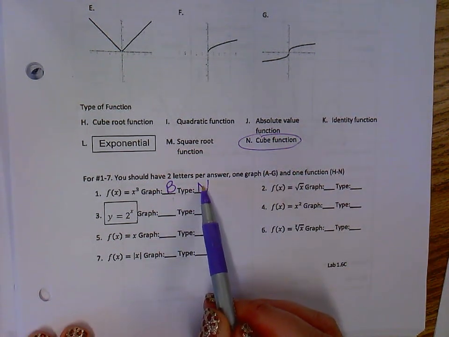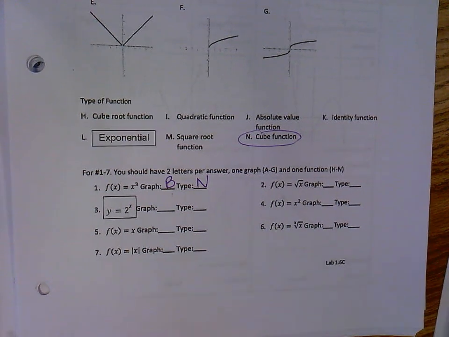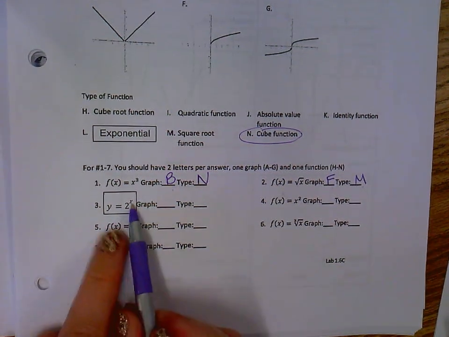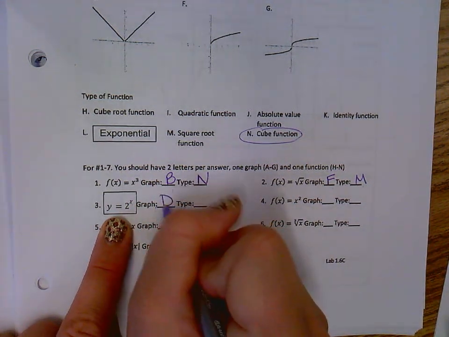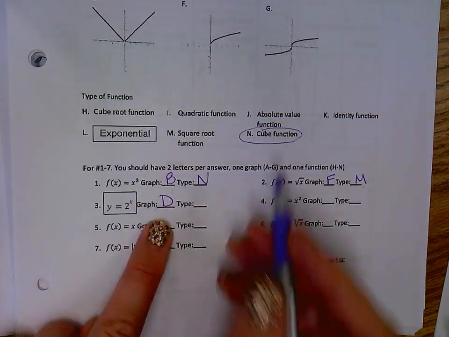So I've used up B for graph, and I've used up N for the type of function that it's called. Can you see if you can match, without looking back at your notes, the name and what it looks like? Do the couple that you know. Maybe do linear first. Do quadratic, and see if you can get those. 2 to the x is exponential. That one looks like graph D, and exponential was L.